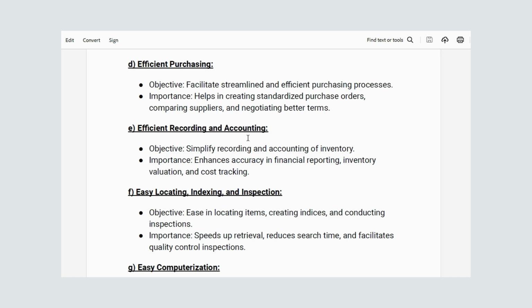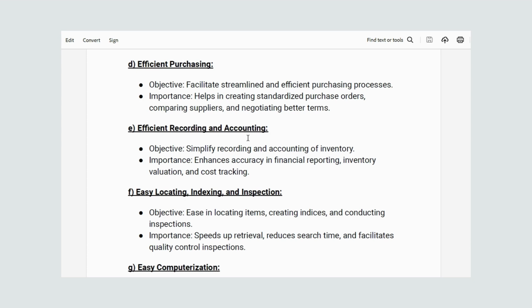Then we can say that it helps in efficient recording and accounting of the products, because while codifying, we give codes for each and every product in an organization. So it helps in recording and accounting of the inventory of each of the items that the company possesses. So it enhances accuracy in financial reporting as well as in inventory valuation and cost tracking.